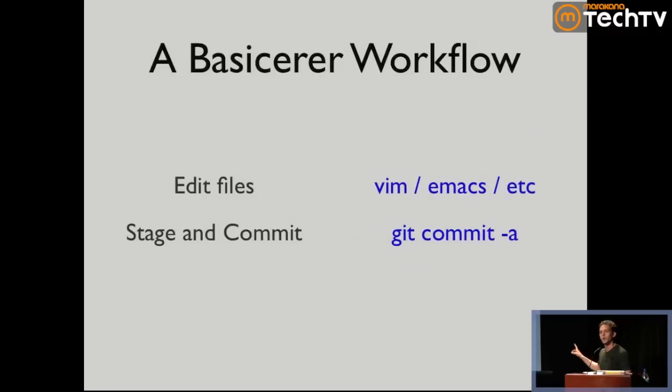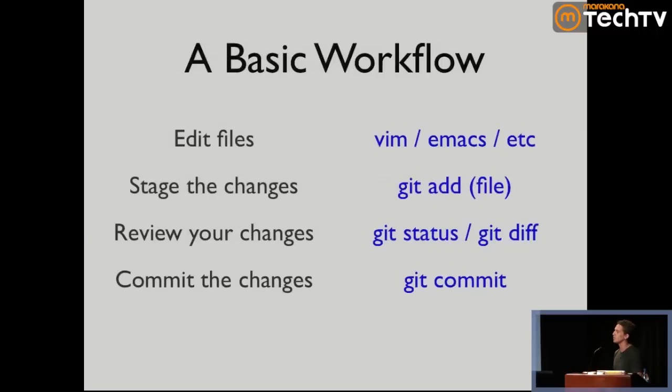A basicer workflow, if you are so inclined, if you want to work in the Subversion style, is you can just edit stuff and then say git commit -a, and that will stage and commit everything. I don't know what the team provider in Eclipse does, what options it has for these things, but I believe you can do interesting things, actually even easier.